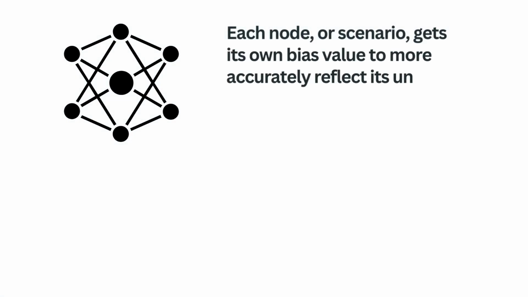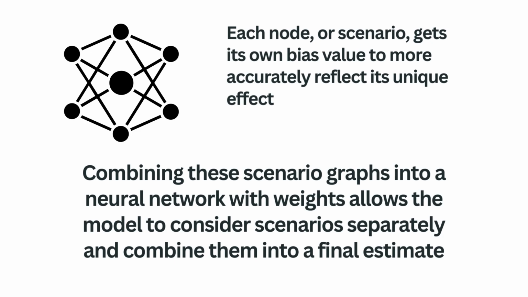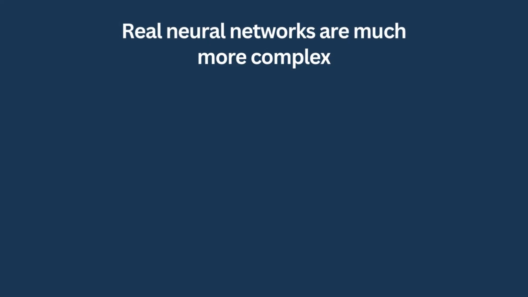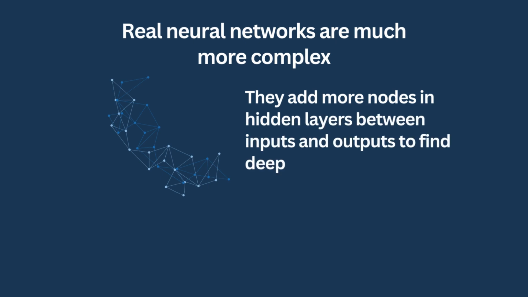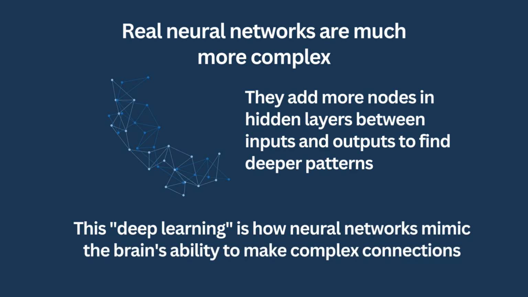Each node, or scenario, gets its own bias value to more accurately reflect its unique effect. Combining these scenario graphs into a neural network with weights allows the model to consider scenarios separately and combine them into a final estimate. Real neural networks are much more complex. They add more nodes and hidden layers between inputs and outputs to find deeper patterns. This deep learning is how neural networks mimic the brain's ability to make complex connections.